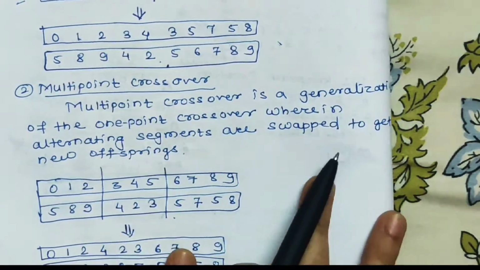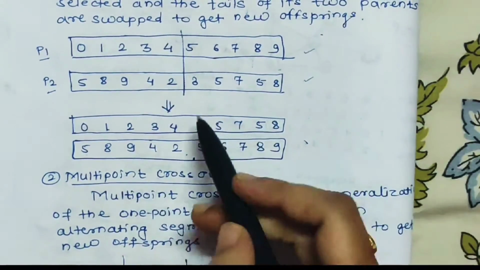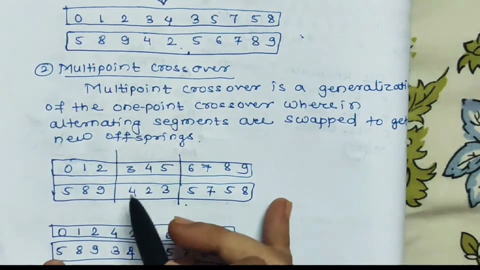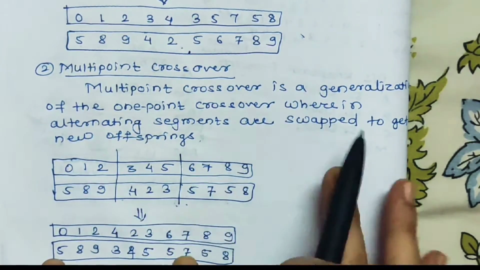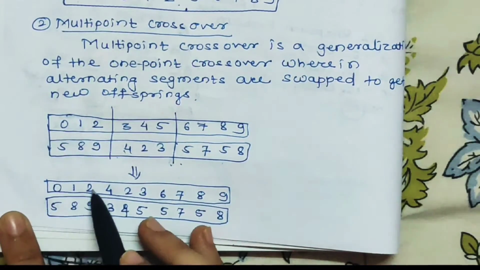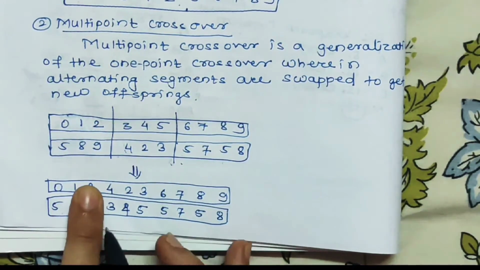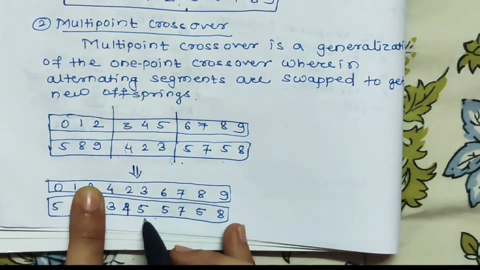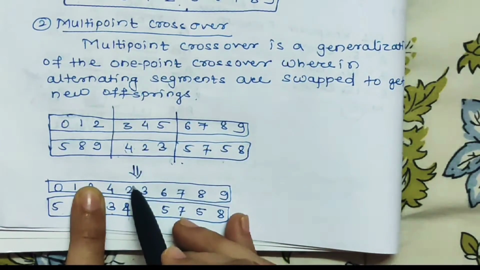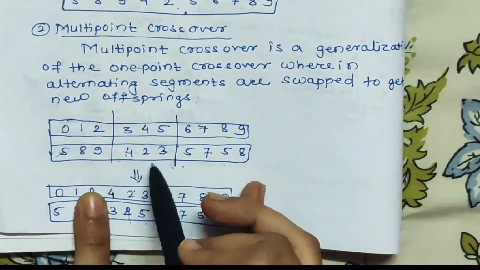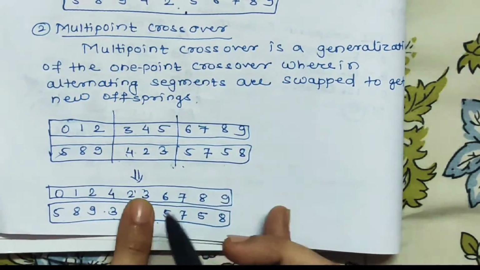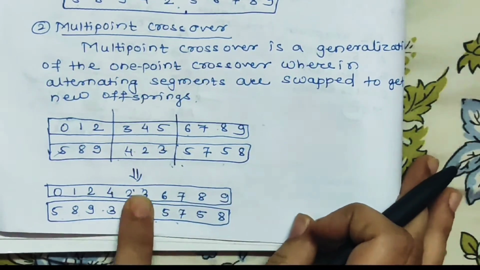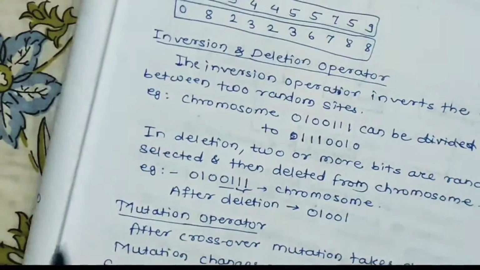In the case of multi-point crossover, whereas we selected a single point before, here we have to select multiple points. In this case we have selected 2 points for crossover. Now see the result. Here 0, 1, 2 and 5, 8, 9 are as it is, but these two parts are swapped. That is, this 3, 4, 5 is in the other parent now, and this 4, 2, 1 is in this one. We call these the offspring. These are the parents, and after crossover these are the offspring. And 6, 7, 8, 9 and 5, 7, 5, 7, 5, 8 will be as it is. So this is how multi-point crossover is done.